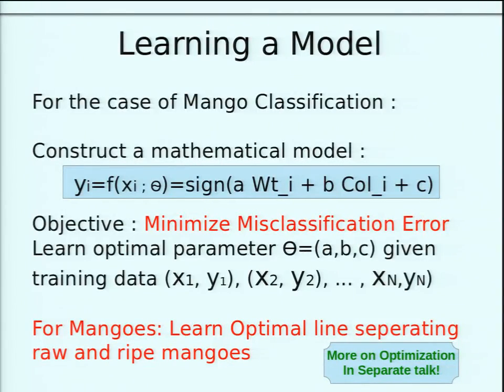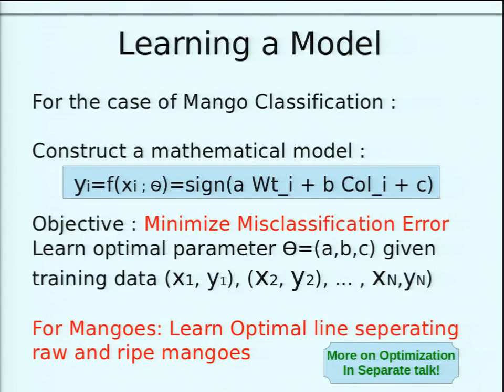So to put this in more perspective, what I usually want to do in a learning algorithm is suppose I can express my outcomes, which are the yi's, the raw or ripe, as a function of the weight and the color, as a function of the xi's. So in this particular case, I said it's a into weight plus b into color plus c, which is just a straight line. I'm writing my y as a function of the x's, and then my objective is to find the best possible function that separates the two classes. In this particular case, the best possible straight line. So when I say best possible straight line, what do I mean?